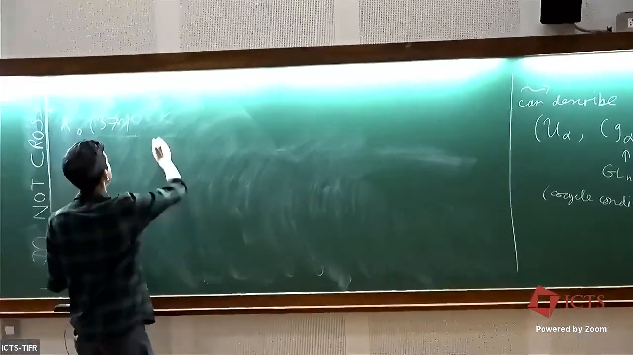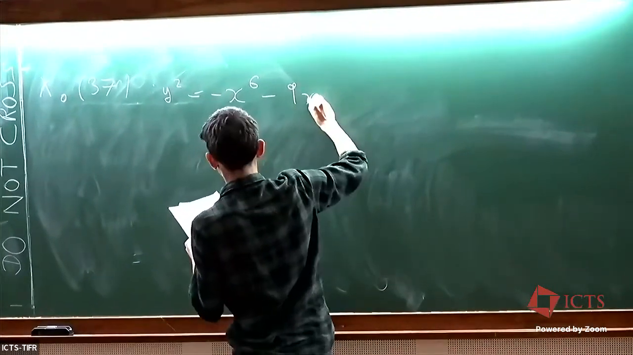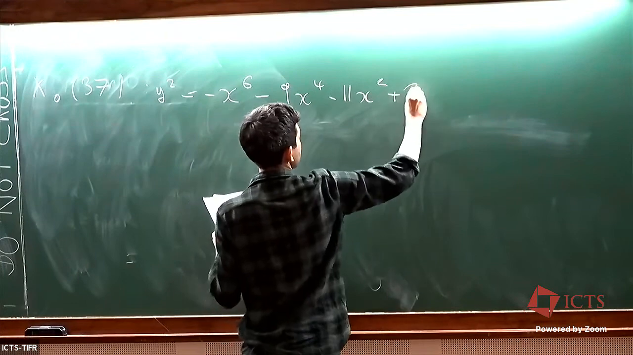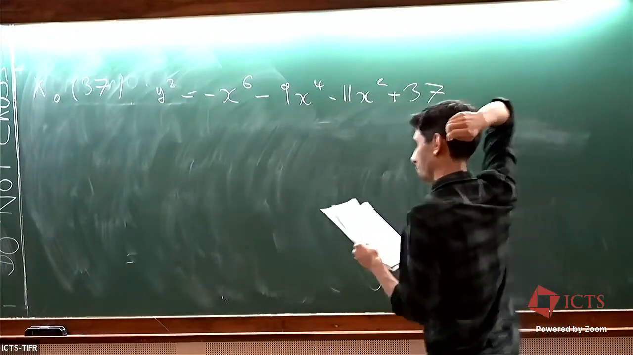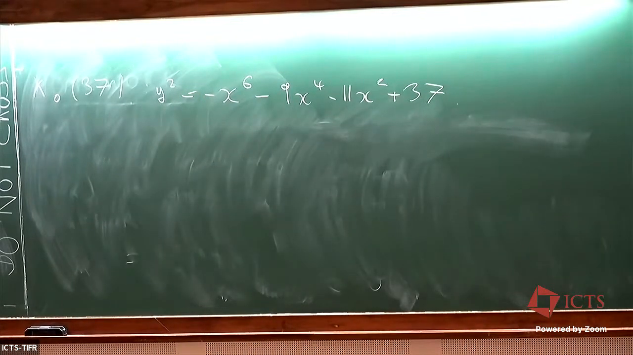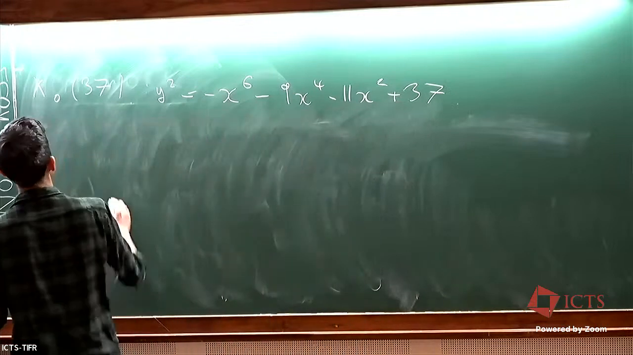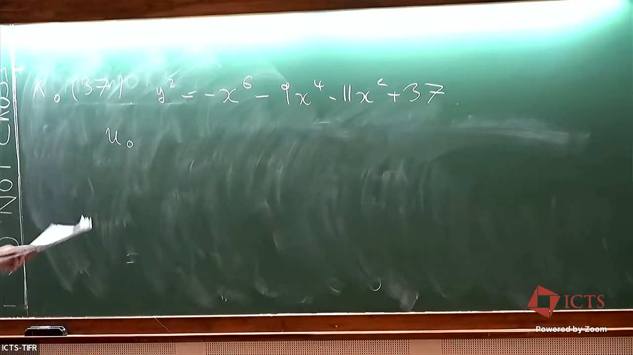So remember, this was y squared equals minus x to the 6 minus 9x to the 4 minus 11x squared plus 37. So actually, in general, for a vector bundle, it's a little bit difficult to say what charts you might need to take, but for these extensions of vector bundles by a theorem of Serre, we can take any cover of X by affine opens, and we can always describe our class in terms of those charts.